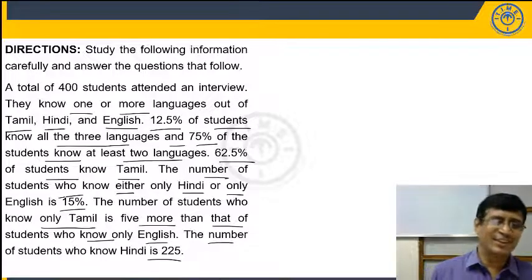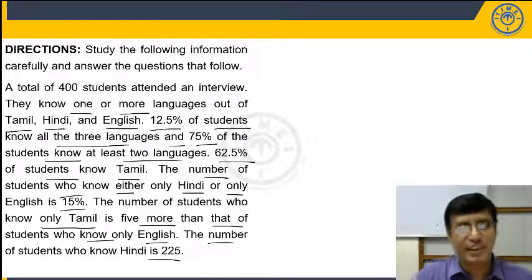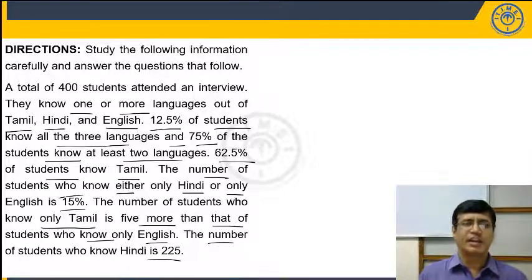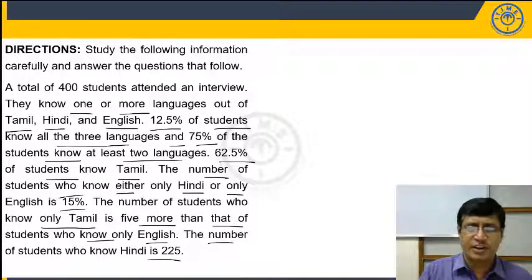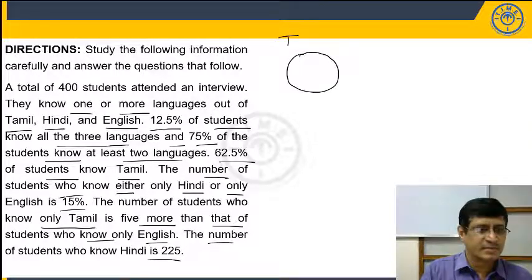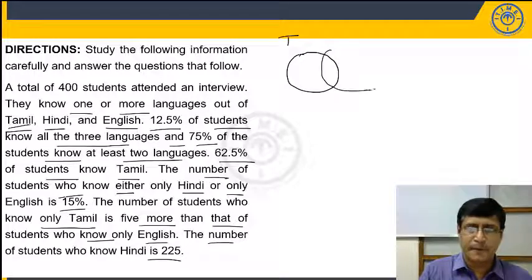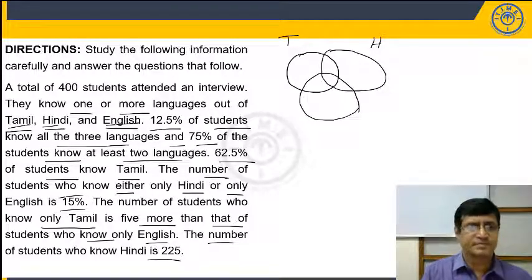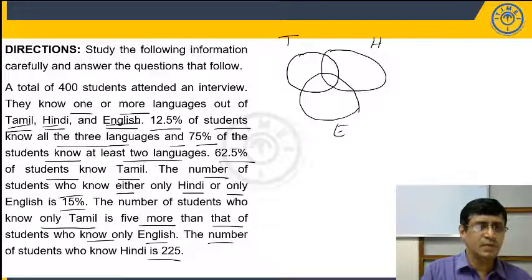You need to draw a table or a Venn diagram. We need to capture the entire data using either a table or a Venn diagram. I am going with the Venn diagram here. Just look at this. This is for Tamil, the next one is Hindi, and the next one is English. Total how many students? Total number of students here, Tamil, Hindi and English, is 400.